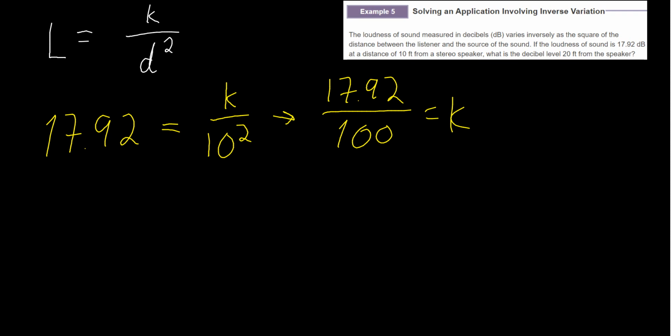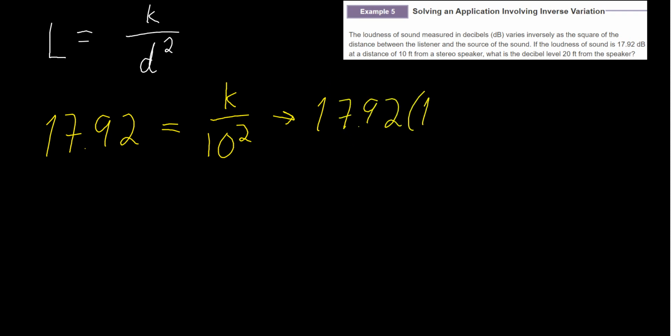That did not sound right, and that's because I did my arithmetic so wrong there. It should be 17.92 times 100. Sorry about that. Is equal to k. Now this should be a lot easier. 1792. Okay, so k is equal to 1792.